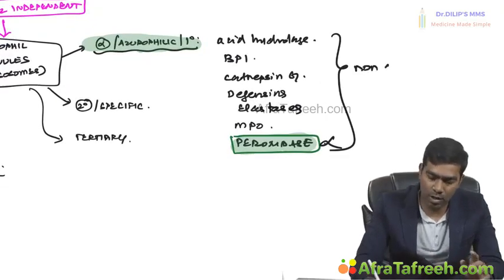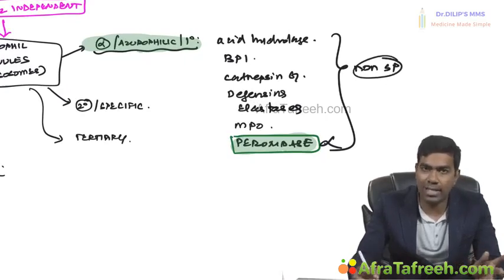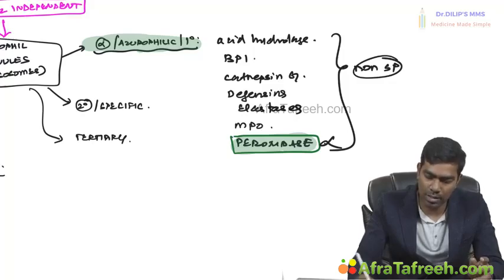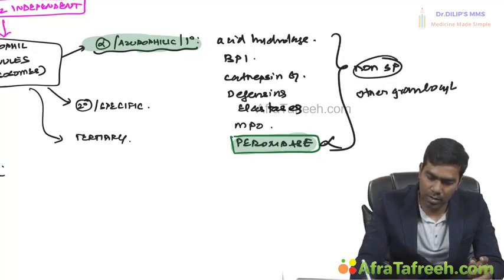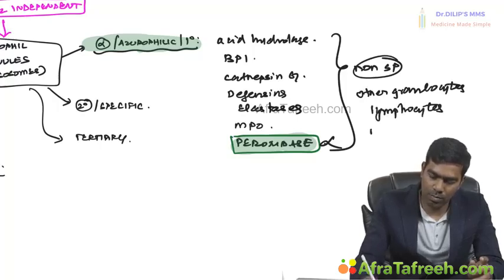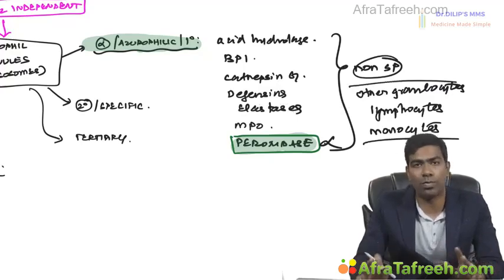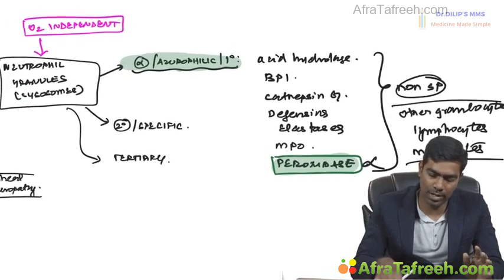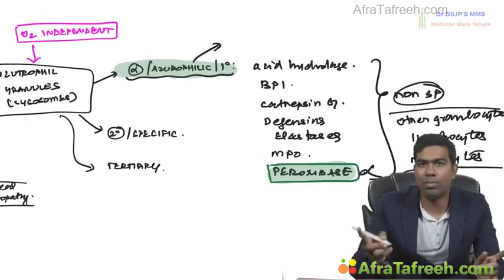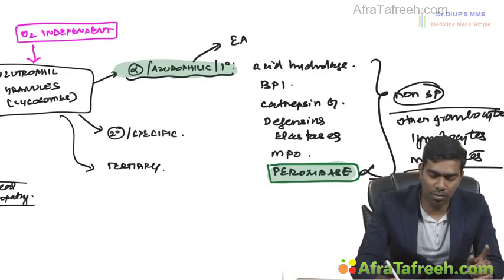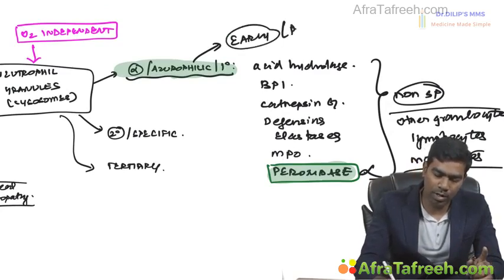And why is it called non-specific? Because it is not only seen in neutrophils, it's also seen in other granulocytes, and it can also be seen in lymphocytes and in monocytes, which means it's not specific. It's very important for neutrophils, but not only seen in neutrophils. That's the idea. At the same time, I told you before, azurophilic granules are the ones that form very early, that is, in the promyelocyte stage itself.